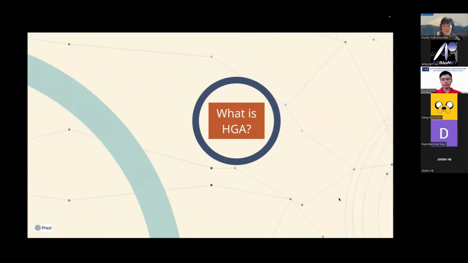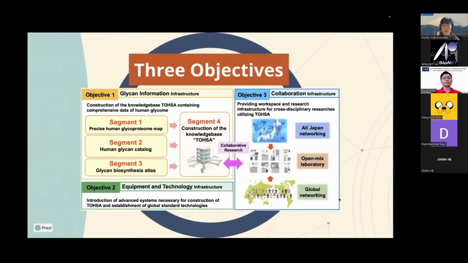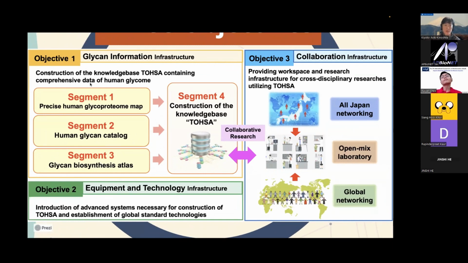So, okay. As an overview, there are 3 objectives for this Human Glycome Atlas project. The first objective is to create the glycan information infrastructure. The ultimate aim is to create this knowledge base, which we're calling TOSA. We're calling it different segments. This is the final segment among 4 segments to store all the data that have been generated from segments 1, 2, and 3, which I will describe in a bit.